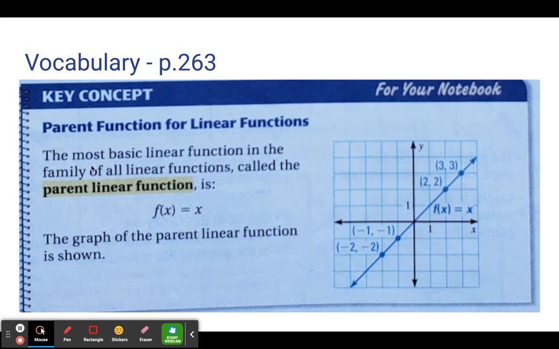So the most basic linear function in the family of linear functions, called the parent linear function, is f of x equals x. Another way to think of this is it's a line with a slope of 1, because this is like 1 times x, and a y-intercept of 0. Because we can also rewrite this as f of x equals 1 times x plus 0. And so this is what the book, and other people in the math world, consider the parent linear function. The graph of the parent linear function is right here.